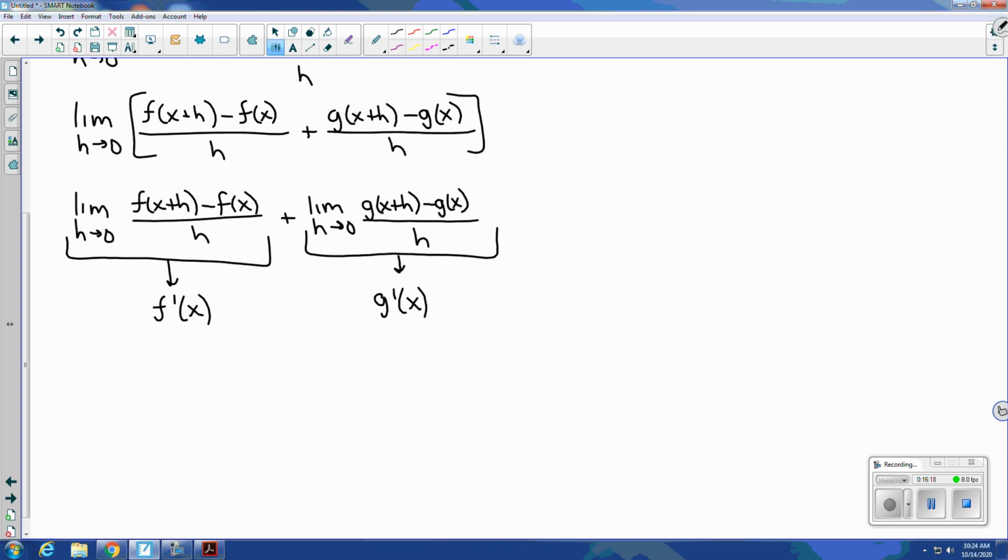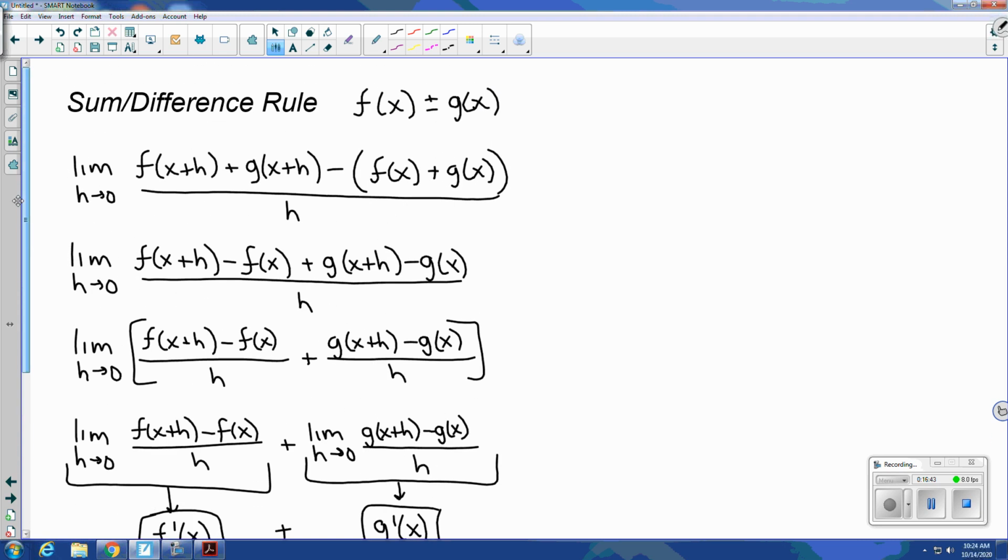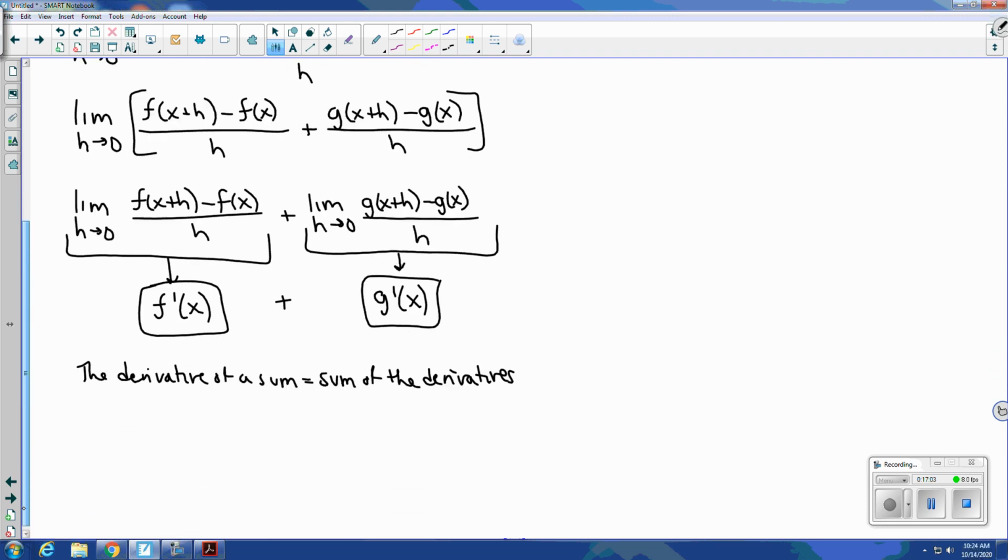So what did we discover? That the derivative of a sum is equal to the sum of the derivatives. So let's write that down. The derivative of a sum is equal to the sum of the derivatives. So if you were to differentiate this expression up top, we would get f prime of x plus or minus g prime of x, depending on whether or not you have a sum or difference. So there's your sum or difference rule using a limit definition.